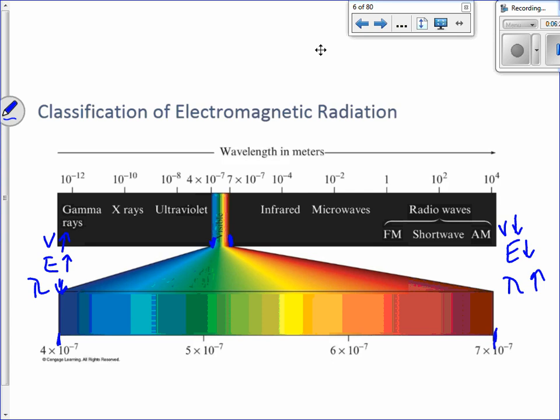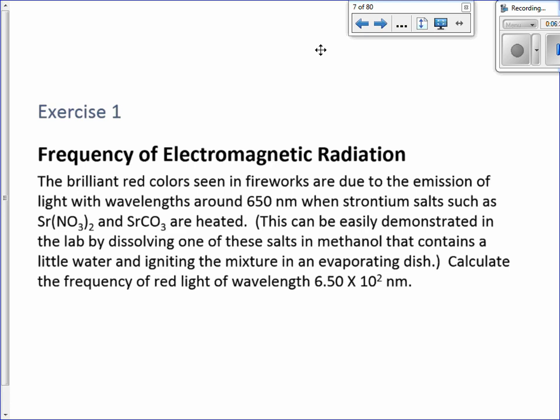Ultraviolet, just above violet, X-rays and gamma rays are all cancer-causing, because they have high penetrating energy and so forth. Okay? So just a few little tidbits there before we go to exercise 1. Now looking at exercise 1.